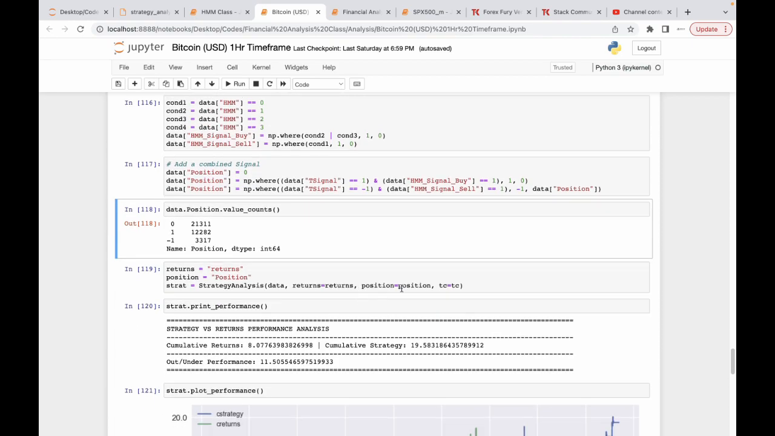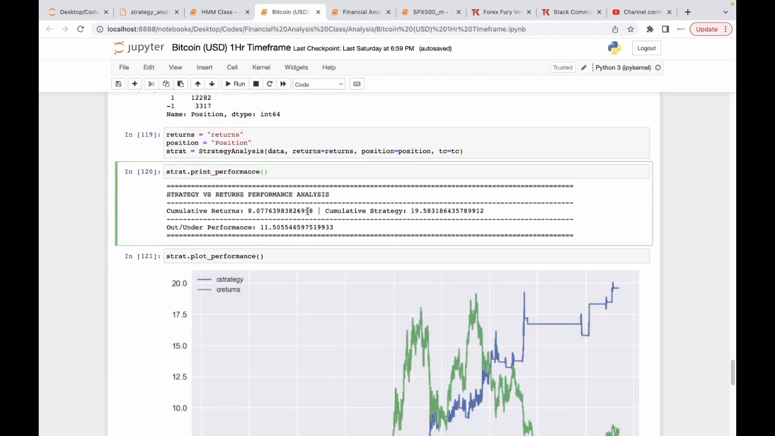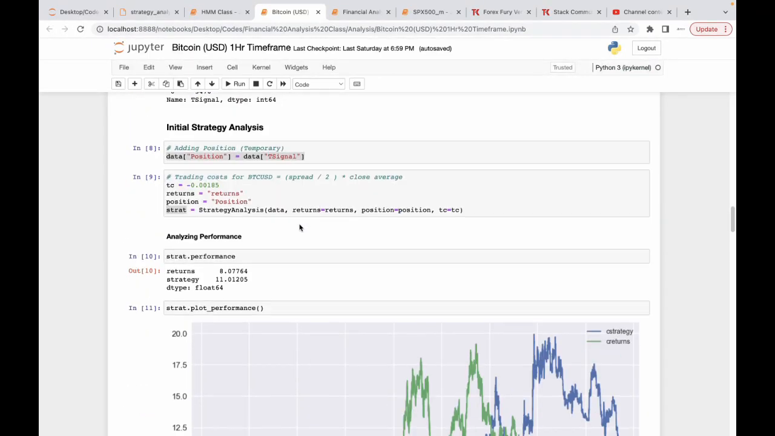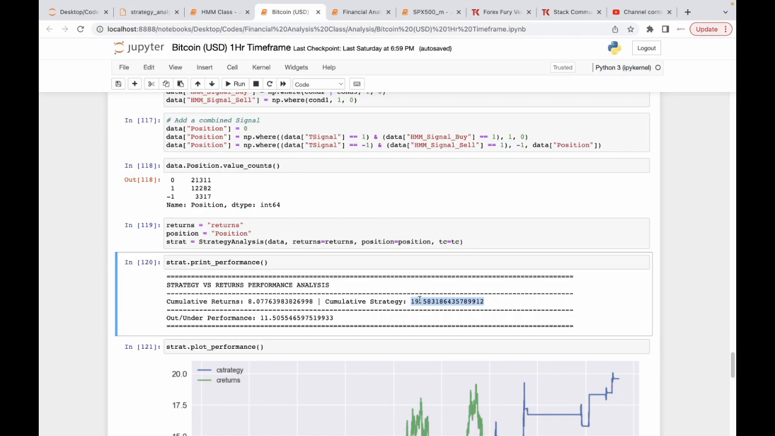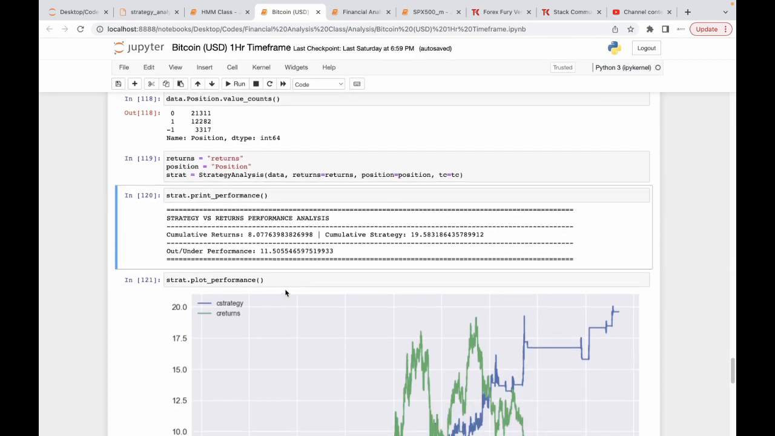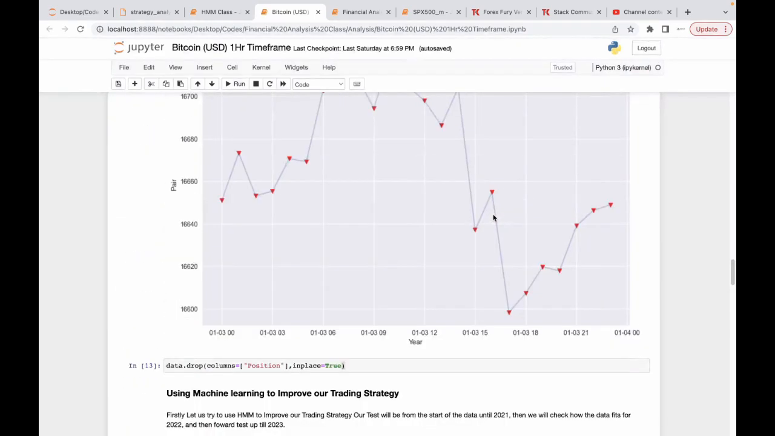So you can see the returns here, and we plotted exactly the same thing as we did before, and then we print our performance here. As you can see, we have now outperformed the market by 11.5. Initially we had strategy returns of about 11.01. Our cumulative strategy has now improved to 19.5, and our cumulative returns is now 8.07. We have now outperformed the market by 11.5, and now you can see how the strategy looks. If you notice, there are not too many high losses as there were initially when we were looking at the previous chart here.